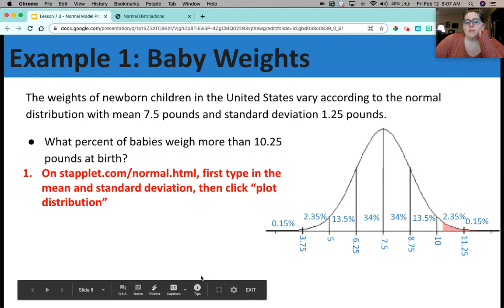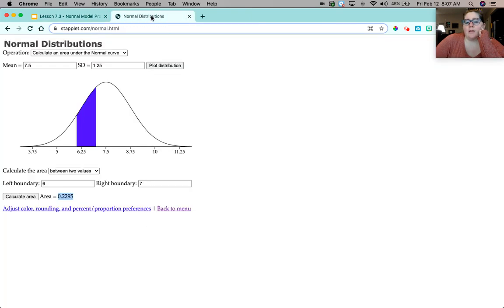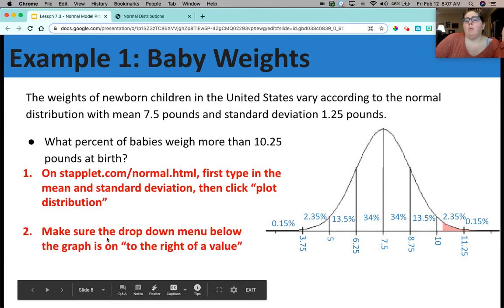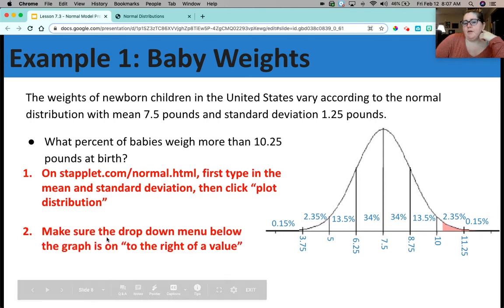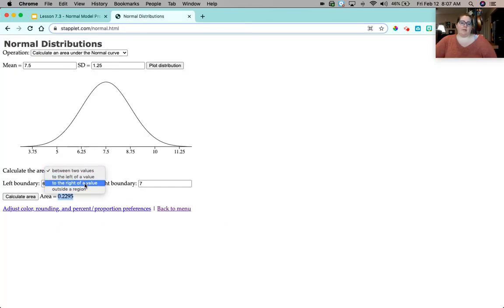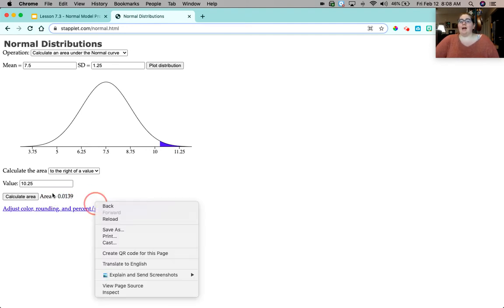So again, I'm going to statplot.com/normal. I already put my mean and standard deviation in, so I don't have to do that again. I could re-click plot distribution if I want that to clear out. And then this time I want greater than, I want more than 10.25. So on an x-axis, greater than is going to be to the right of a value. So I'm going to make sure my little drop-down menu says to the right of a value. And then I want that value to be 10.25. So I'm going to type that in under value and say calculate area. And then it shades it for me and it gives me the area as a proportion.